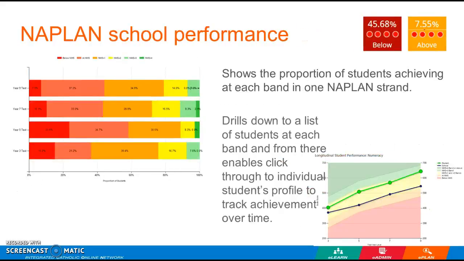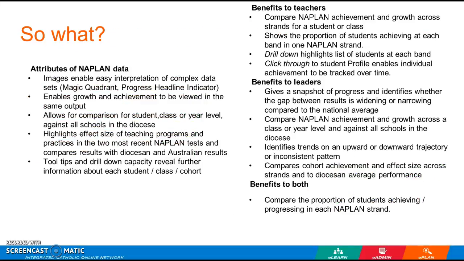NAPLAN school performance shows the principal the proportion of students at each year level achieving at each band in one NAPLAN strand. It drills down to a list of students at each band and from there enables click-through to individual students' profile to track achievement over time. Here is a list of the attributes and benefits of ePlan NAPLAN outputs.